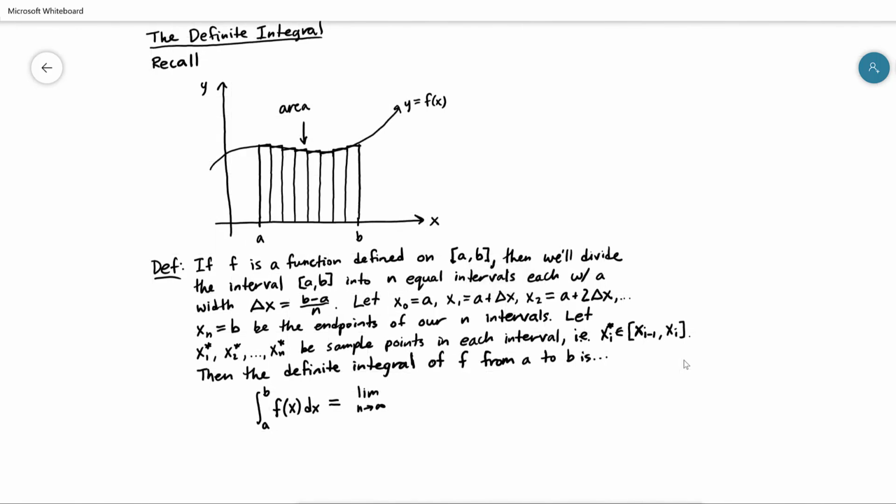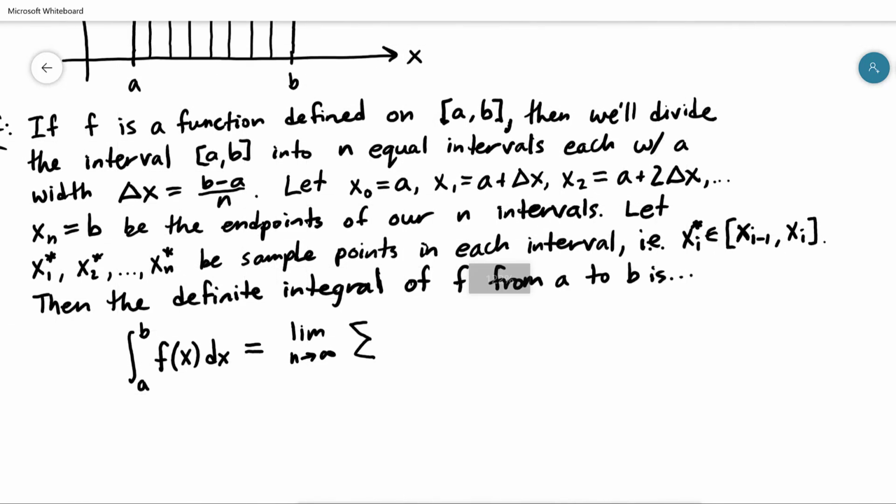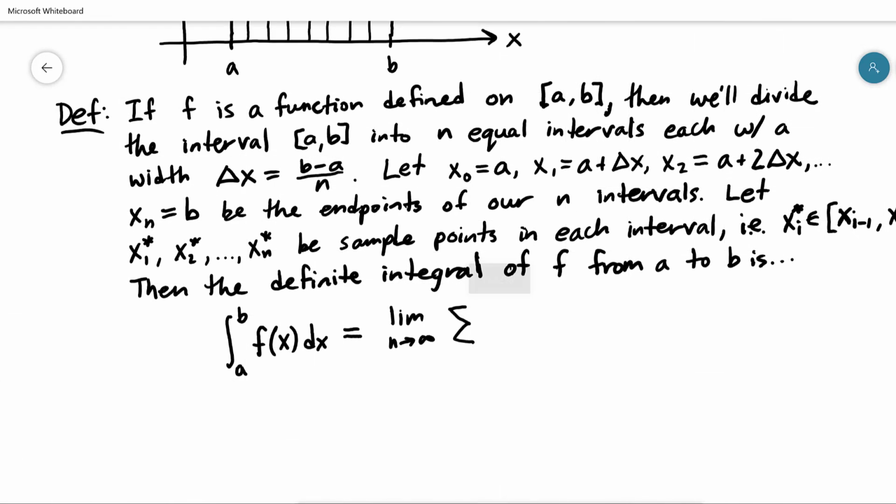Okay. We're trying to find the area of that region. We said all we need to do is let the number of rectangles that we use here go to infinity. And so that's what we're doing. We're letting n go to infinity. And then we'll just take the sum. I'm going to have to zoom in to write clearly here. Let me try to do this again.